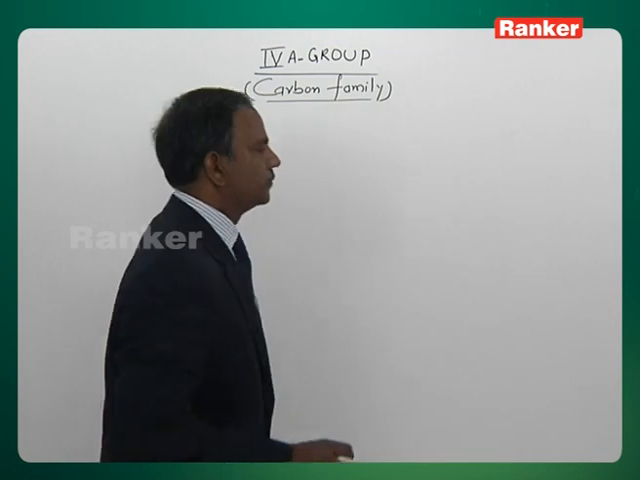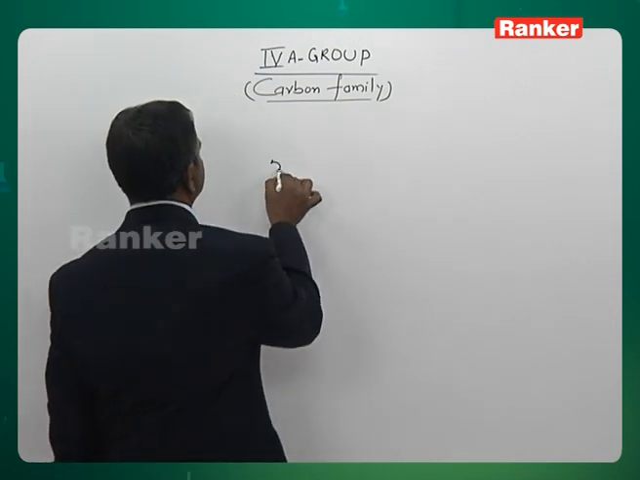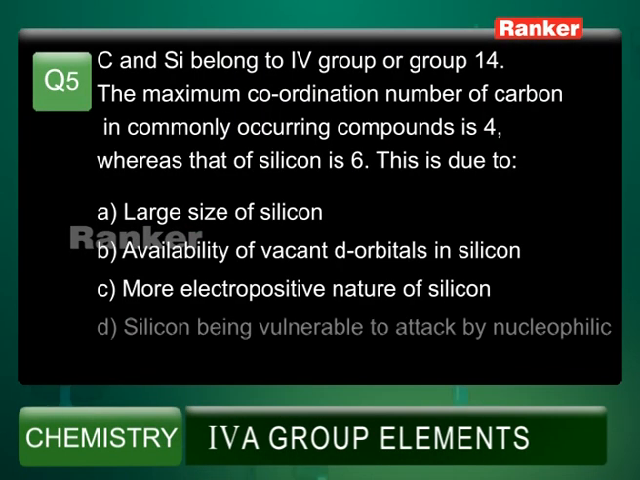Question number 5: carbon and silicon belong to group 4A, that is the 14th vertical column. The maximum coordination number of carbon in commonly occurring compounds is only 4, whereas that for silicon is 6. This is due to A. large size of silicon, B. availability of vacant d orbitals in silicon, C. more electropositive nature of silicon, D. silicon being vulnerable to attack by nucleophilic reagents.